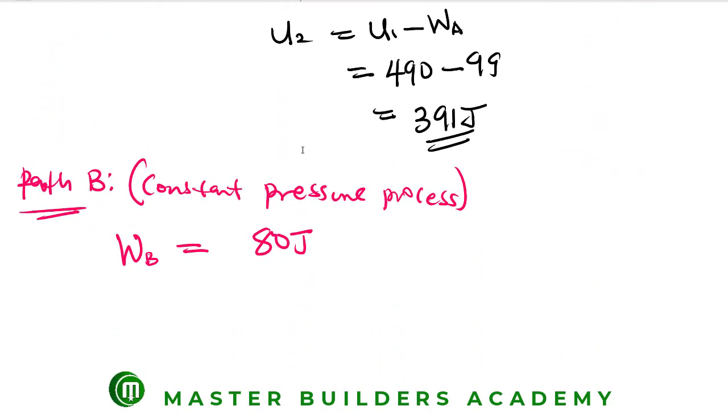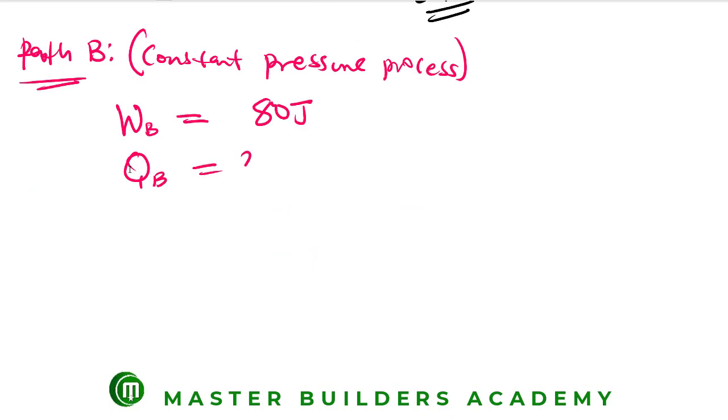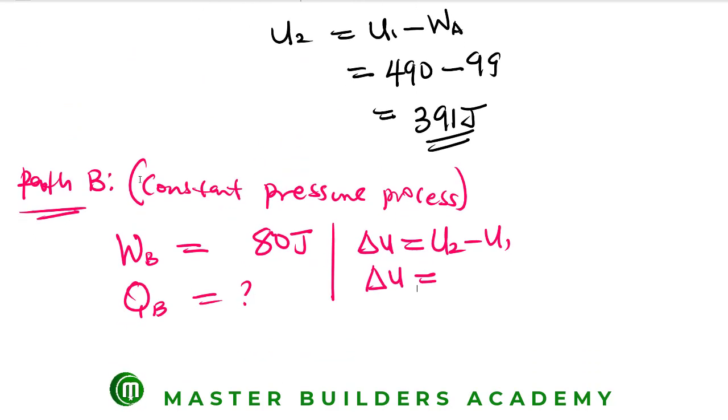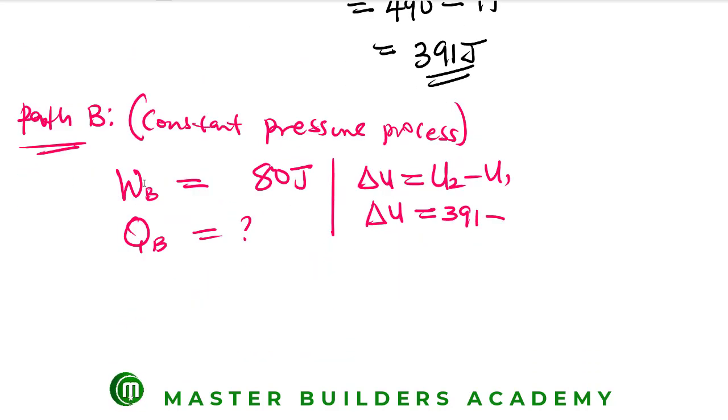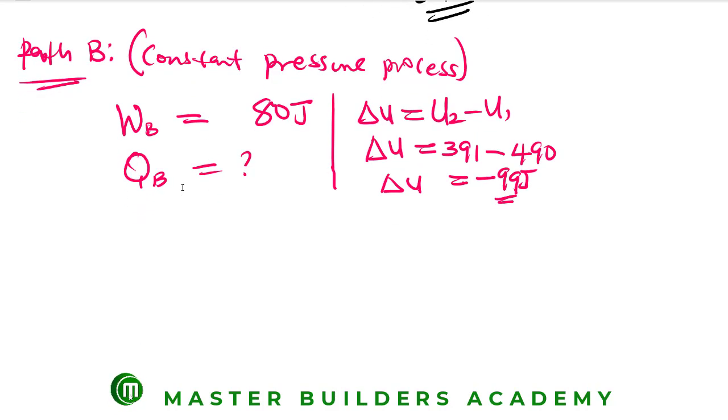And then if we move down, heat at B is unknown. Now remember, change in internal energy is the same thing as U2 minus U1. So I can decide to calculate the change in internal energy separately, which is now, if you come up here, what's our U2? U2 is 391, then minus the internal energy at process 1, which is 490. And the change in internal energy in this process gives us minus 99 joules. So this is the change in internal energy on this process.